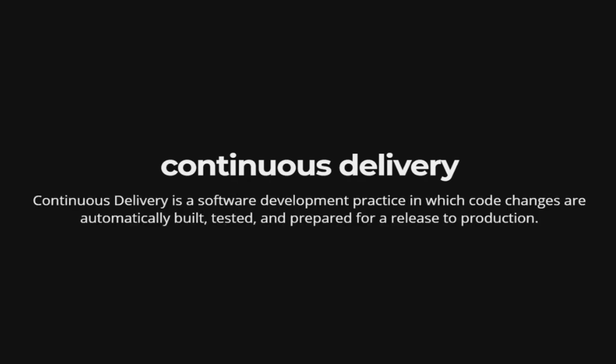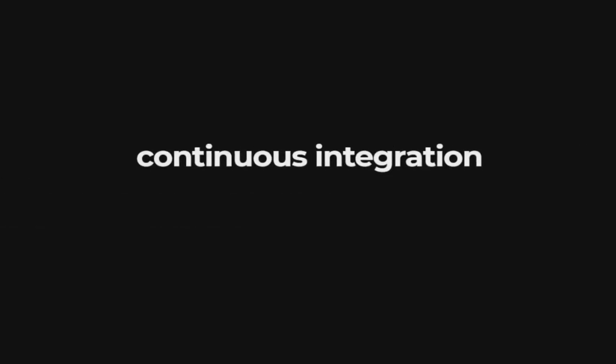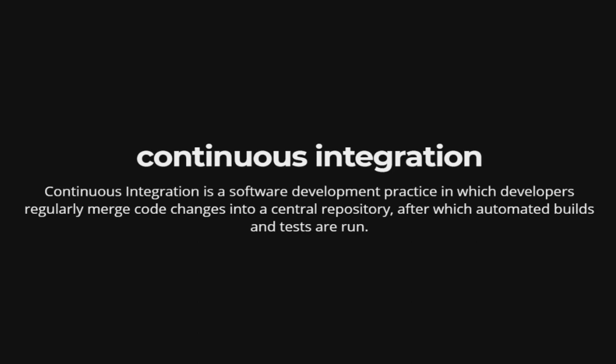Continuous Delivery. Continuous delivery is a software development practice in which code changes are automatically built, tested, and prepared for a release to production. Continuous Integration. Continuous integration is a software development practice in which developers regularly merge code changes into a central repository, after which automated builds and tests are run.